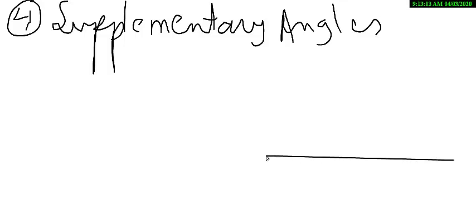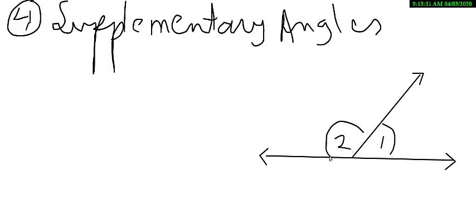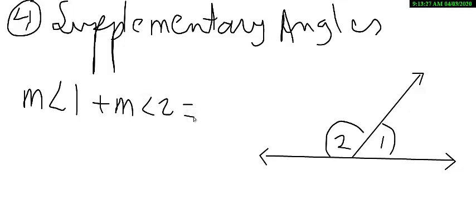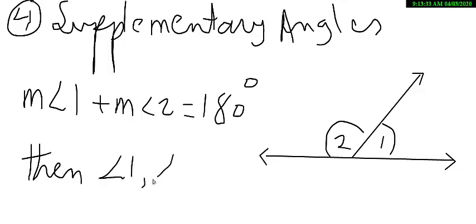Say I have a straight line and I have a ray intersecting it. So here I'm gonna say this is angle number 1 and this is angle number 2. The measure of angle 1 plus the measure of angle 2 equals a straight angle, which is 180 degrees. Then the conclusion will say that angle 1 and angle 2 are supplementary angles.